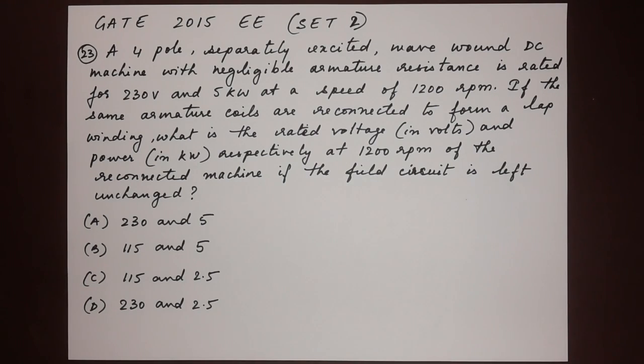Okay, here's question number 23. A 4-pole separately excited wave-wound DC machine with negligible armature resistance is rated for 230 volts and 5 kilowatts at a speed of 1200 rpm. If the same armature coils are reconnected to form a lap winding, what is the rated voltage and power respectively at 1200 rpm of the reconnected machine if the field circuit is left unchanged?